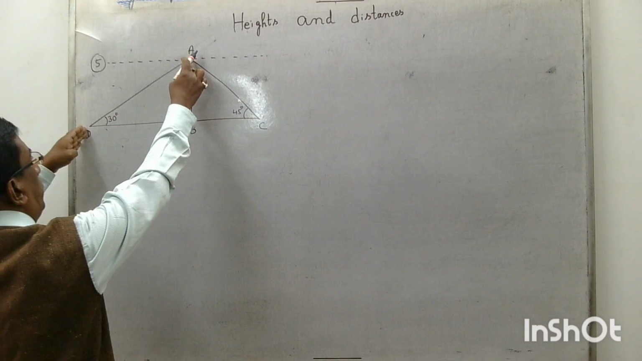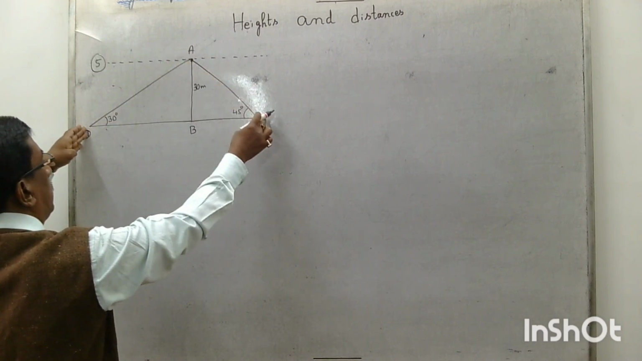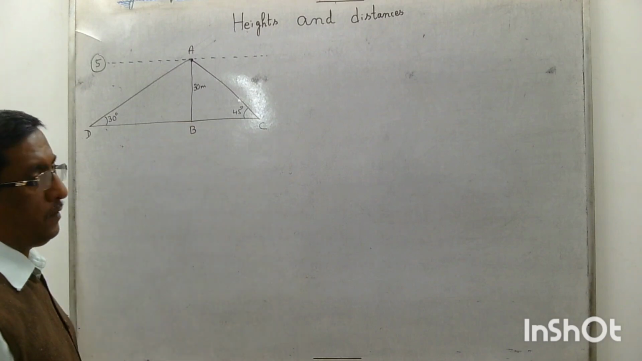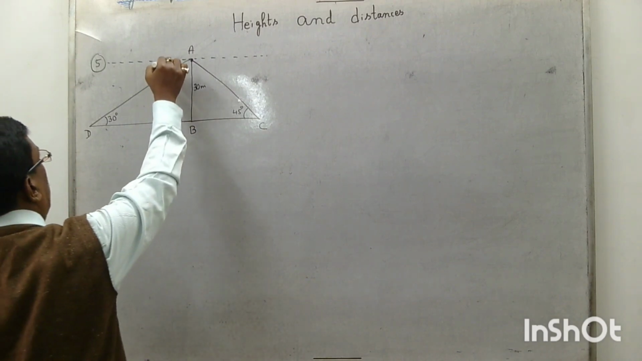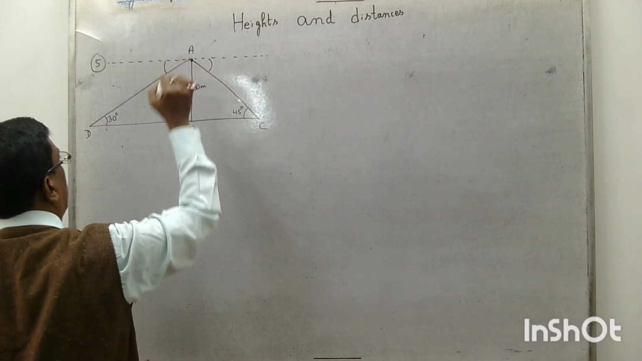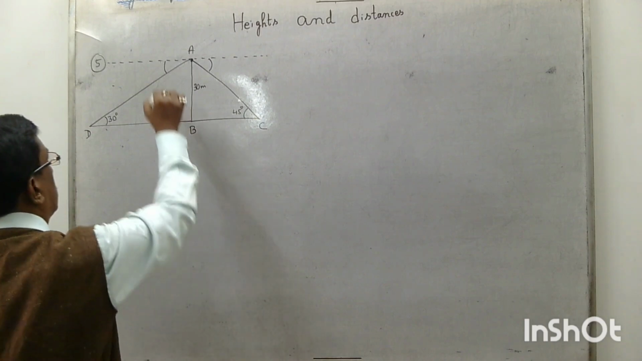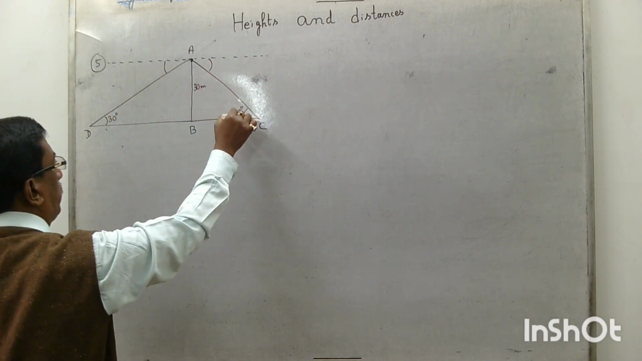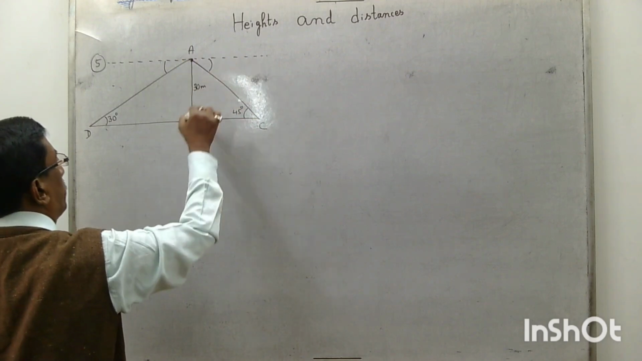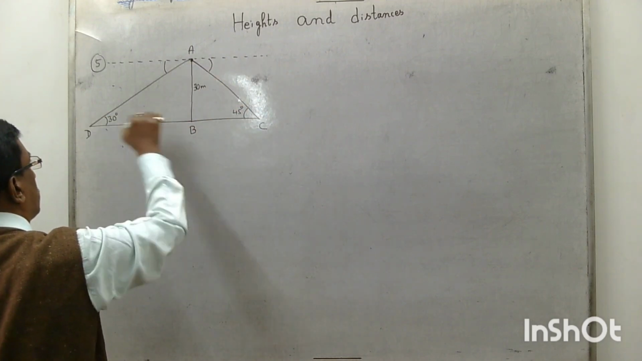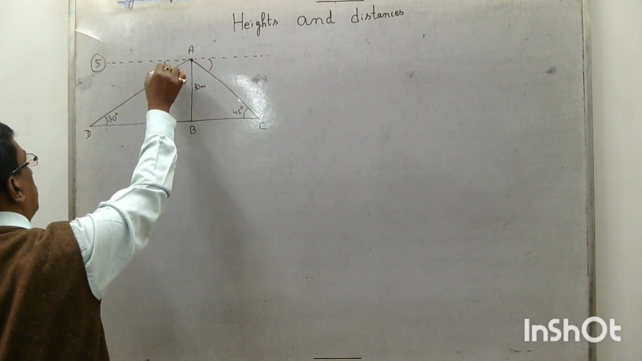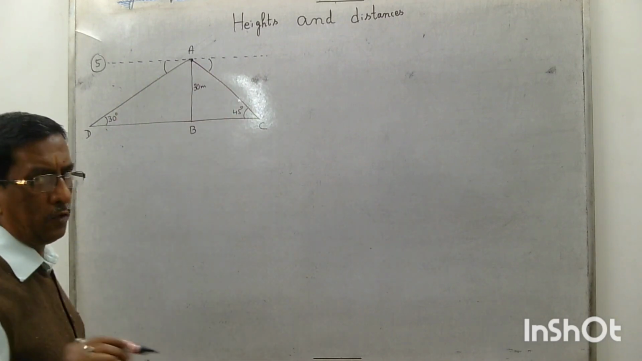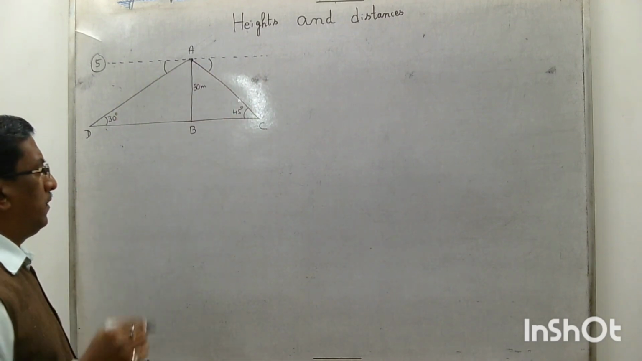Someone is observing the two opposite banks of the river from a point on the bridge, and these are angles of depression. Now this is 30 degree, so this must be 30 degree. This is 45 degree, this must be 45 degree, because these lines are parallel and this is a transversal. These two are alternate angles. Clear? I am not stating those things here.